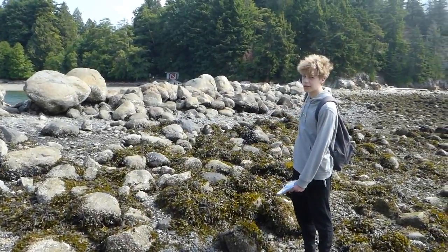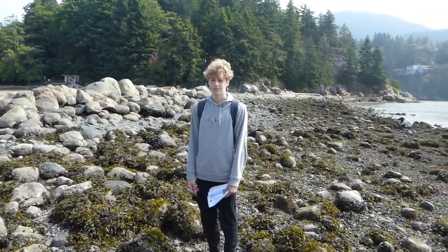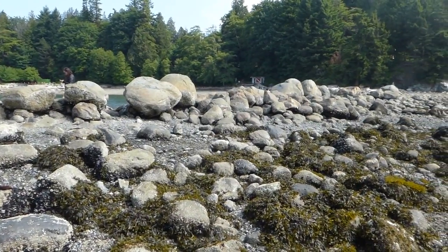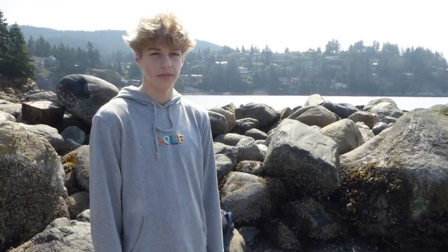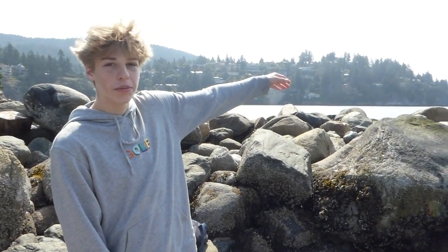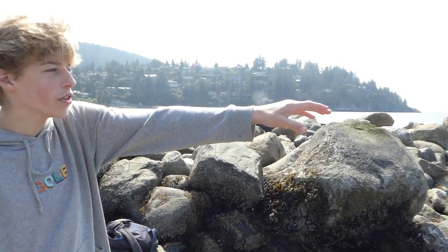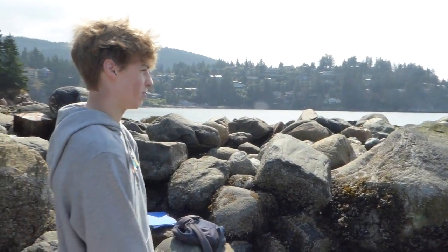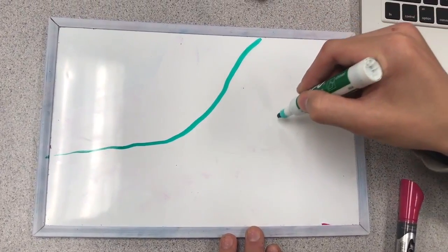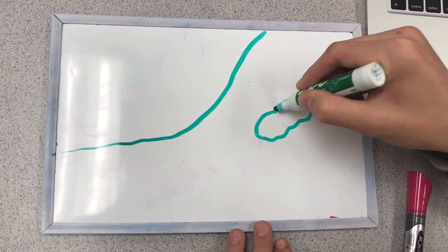These rocks behind me are a spit. It is formed by the prevailing winds, and the prevailing winds cause a longshore drift, and that's why the spit is curved this way. Here, I'll be demonstrating how a tombolo and spit are connected.